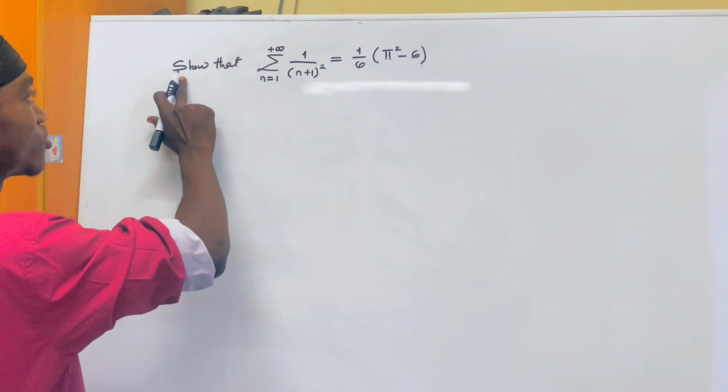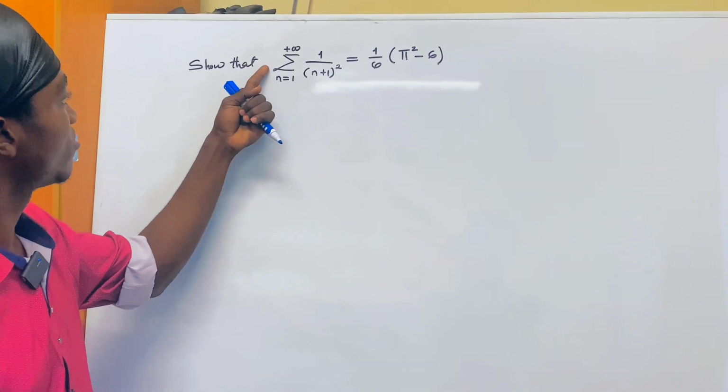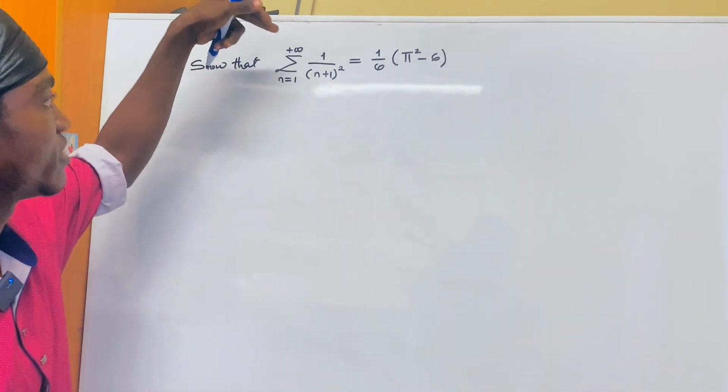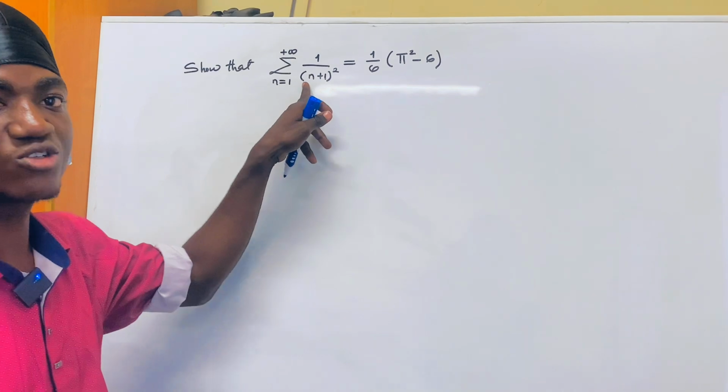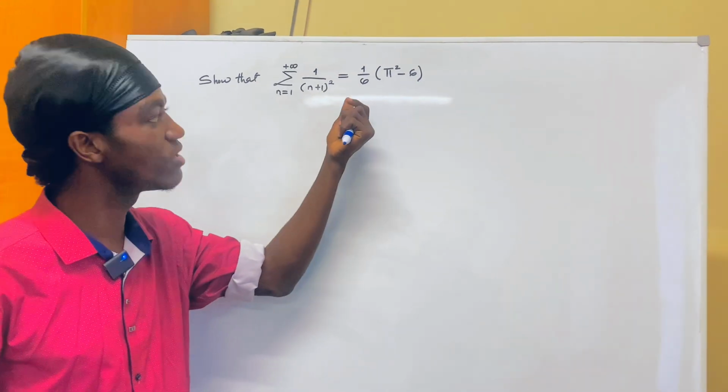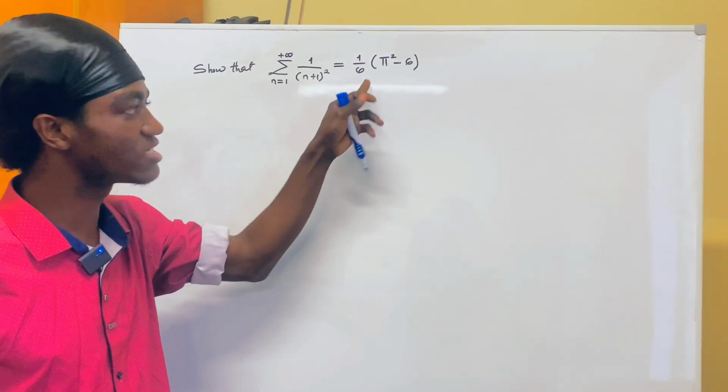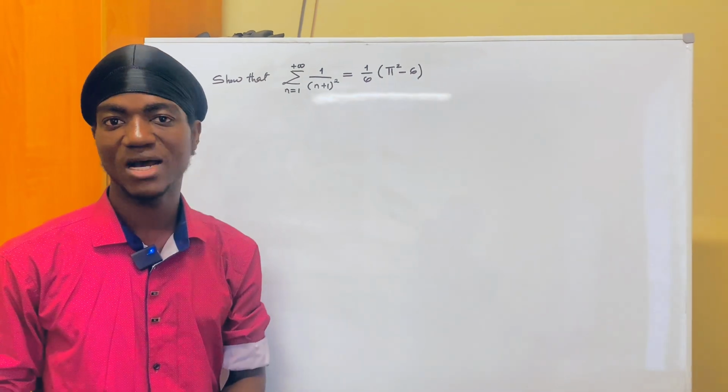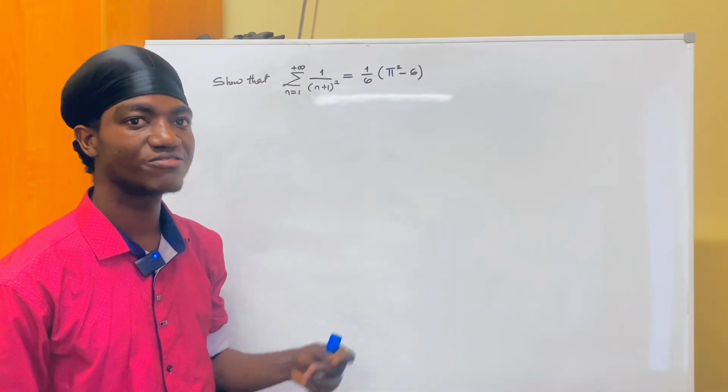So the question says we should show that the sum from n equals 1 to infinity of 1 over (n plus 1) squared is equal to 1 over 6 times (pi squared minus 6). So this is very simple.